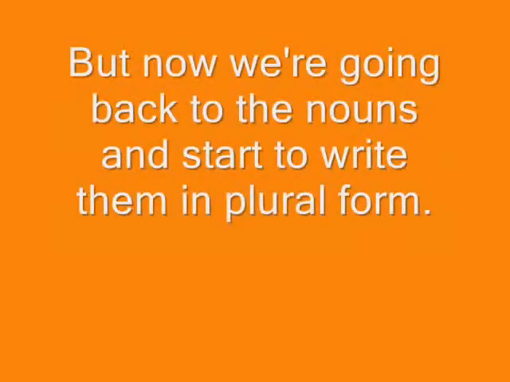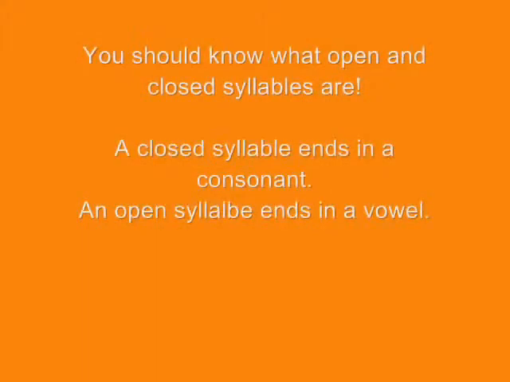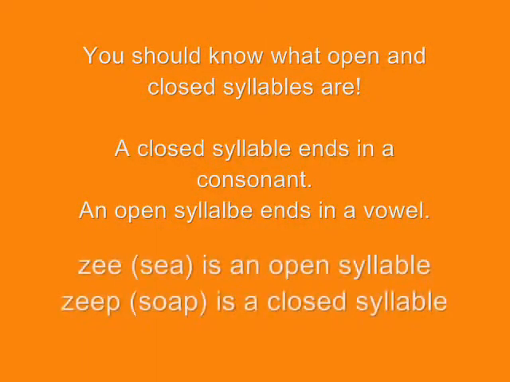But now we're going back to the nouns and start to write them in plural form. You should know what open and closed syllables are. A closed syllable ends in a consonant. An open syllable ends in a vowel. Zee is an open syllable. Zeep is a closed syllable.